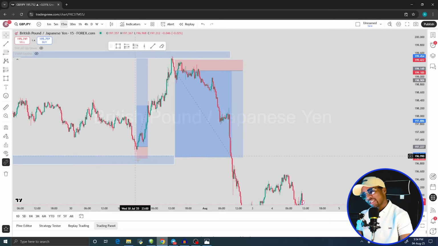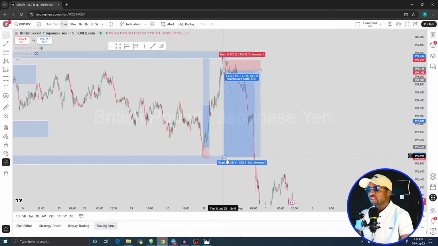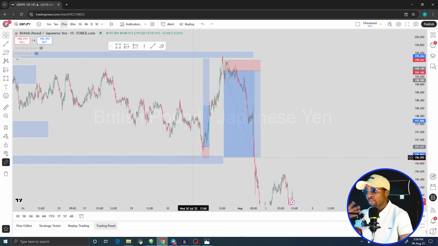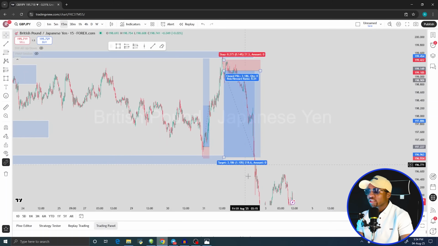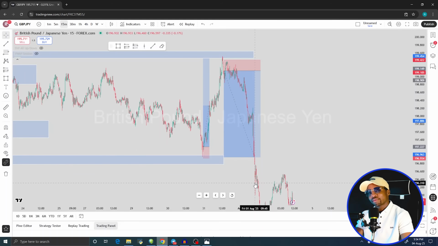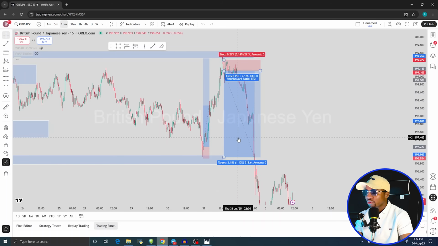We had liquidity here, we had a lot of liquidity here, and it being a past point of interest, it's invalid now. Of course it has to be taken out, so it was taken out right here, and then we got our take profit of 1 to 8 risk to reward ratio.